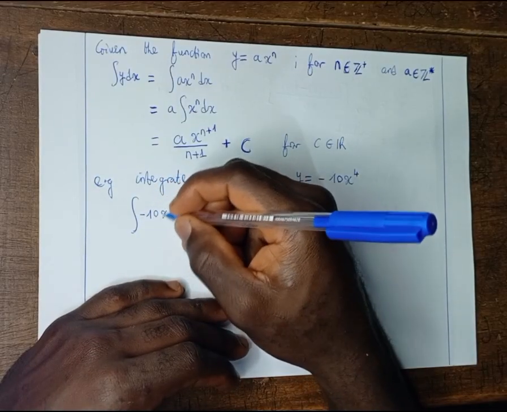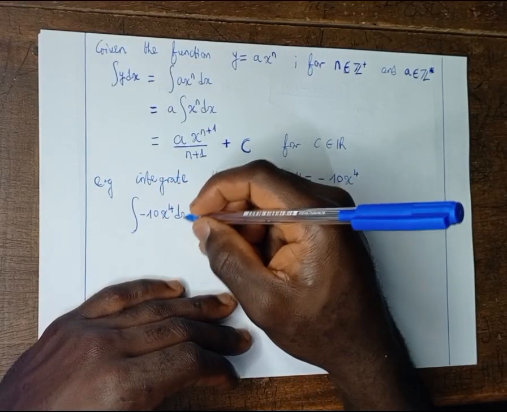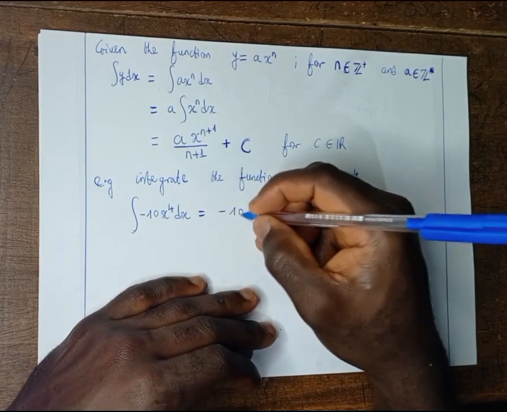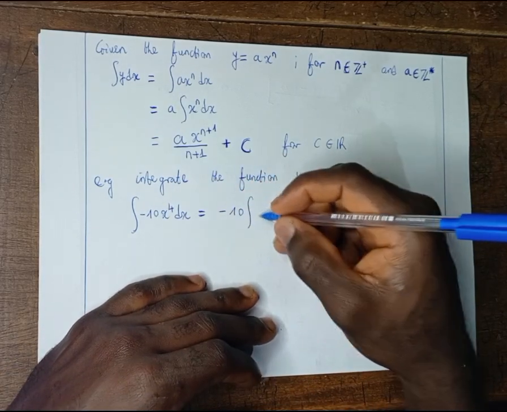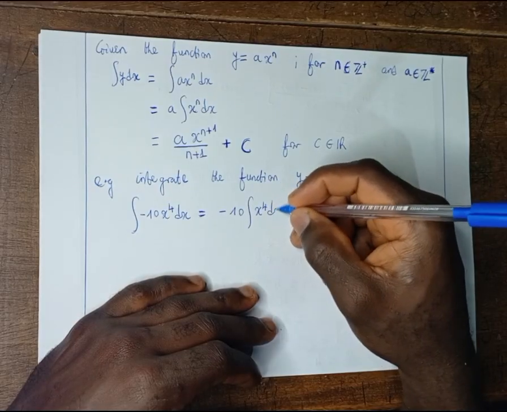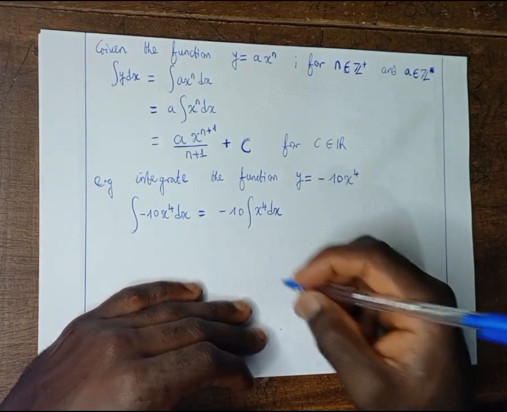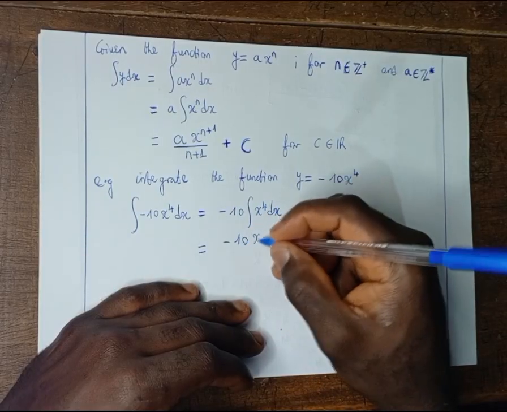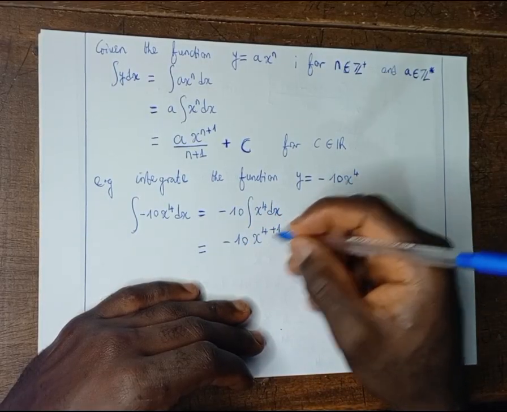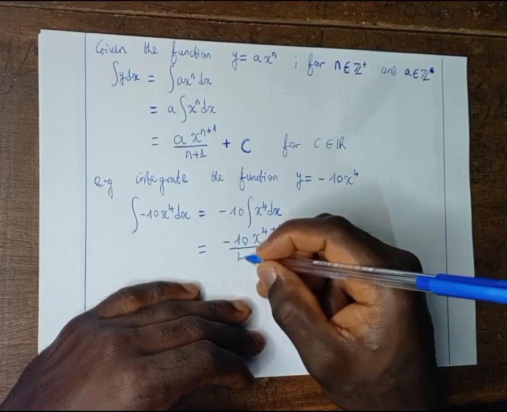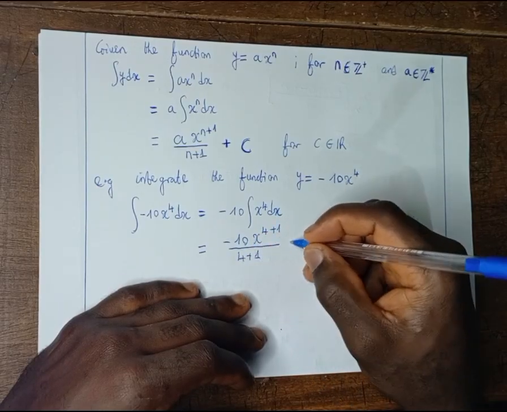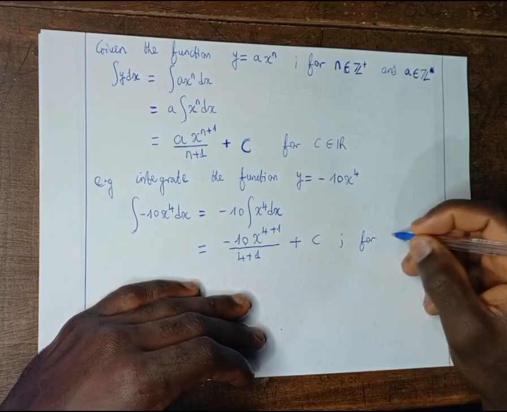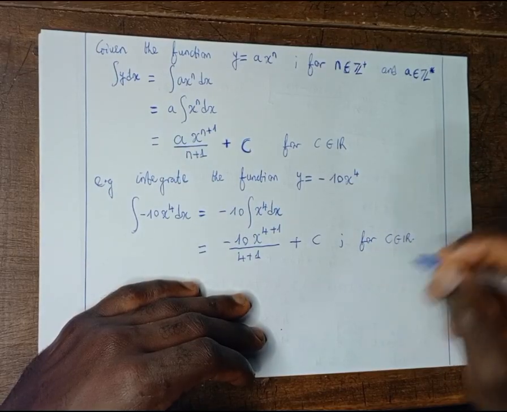negative 10 x to the power 4 dx will simply be equal to negative 10 is a constant. We are going to send it out. Integrate x to the power 4 with respect to x. This will simply give us negative 10, we are going to add 1 to the power, x raised to the power 4 plus 1. Then we divide by the new power, which is 4 plus 1, plus c, the constant of integration for c belonging to the set of real numbers.